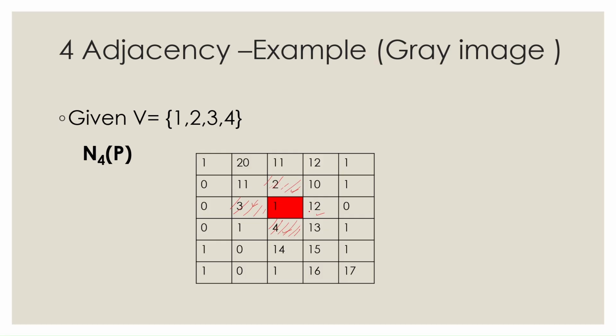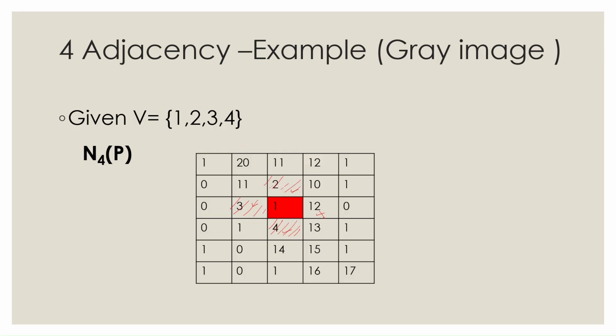Now let us consider this 12. This 12 is one of the 4 neighbors, but the value of 12 is not present in the set V. So we cannot consider this for adjacency. Only the top, bottom and the left one are considered for this adjacency and not this right pixel, because this value is not included in this set V. So the thing is, first we have to check the 4 neighbors and we have to check the values of the intensity level, whether the pixel is having the intensity value which is represented in the set V.